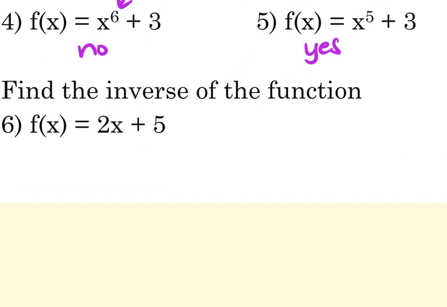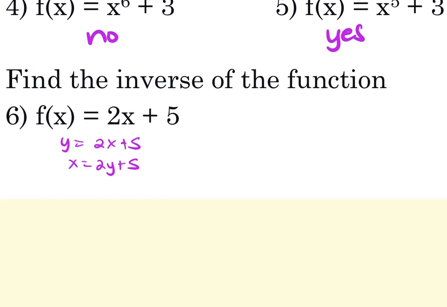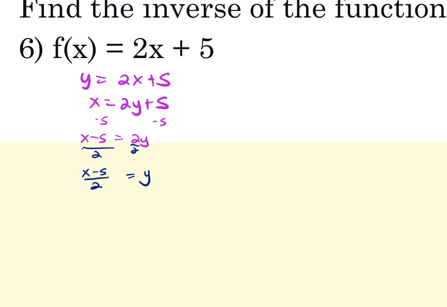Okay. 6 says find the actual inverse of the function. So step 1, replace the f of x with y. Step 2, switch your x and your y. Step 3 is solve for your new y. So I'm going to subtract the 5. I'd get x minus 5 equals 2y. Divide by 2, and y equals x minus 5 over 2. And then I cannot leave it like that. I have to change that y to f negative 1 of x.